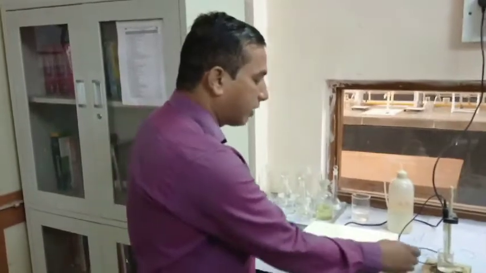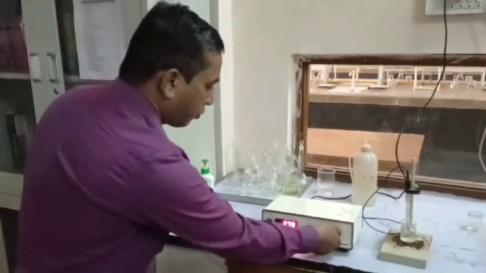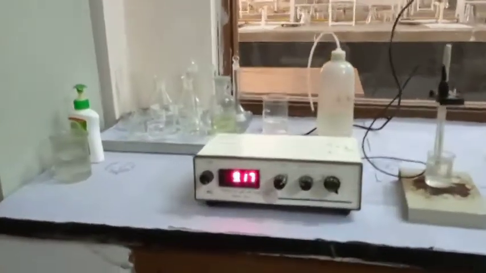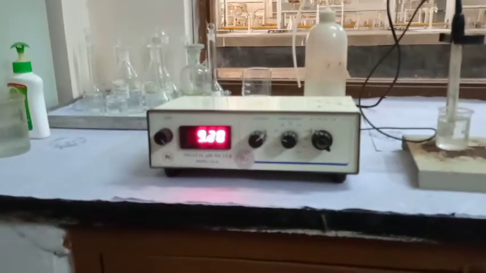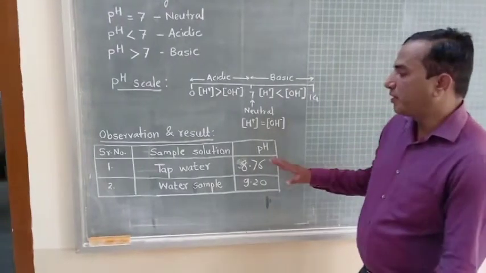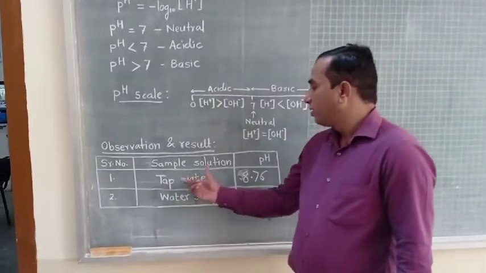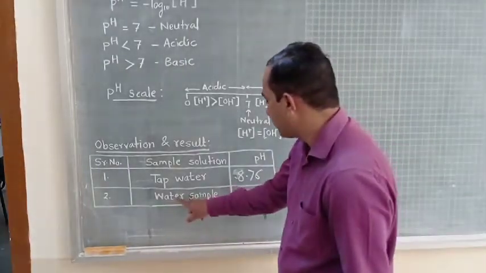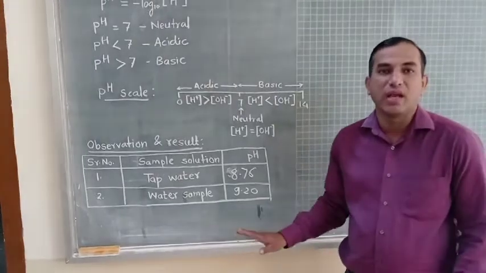Then another water sample we consider for determination of pH, and the pH of the solution is around 9.20. So we determined the pH of two water samples, tap water and water sample. The tap water pH is around 8.76 and the pH for the water sample is 9.20. So both the water samples are alkaline water.